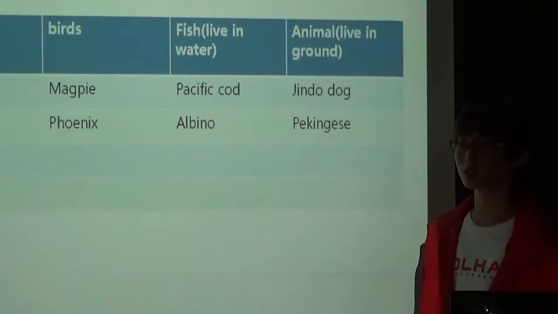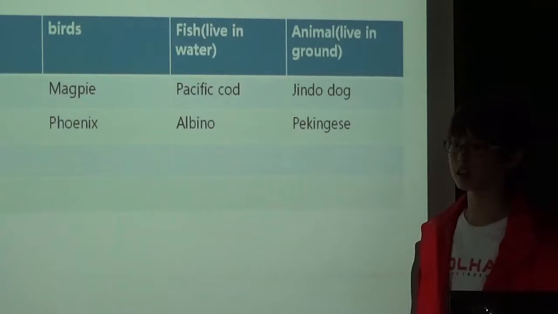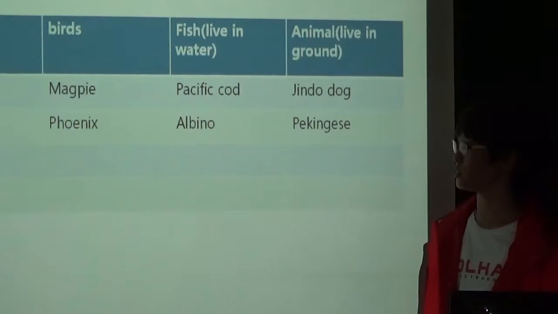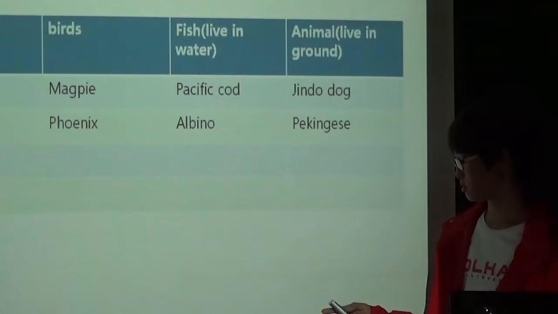The main bird in Korea is the magpie. It lives in high trees, and their nest is really clear because they add to it one more time when they build the nest.